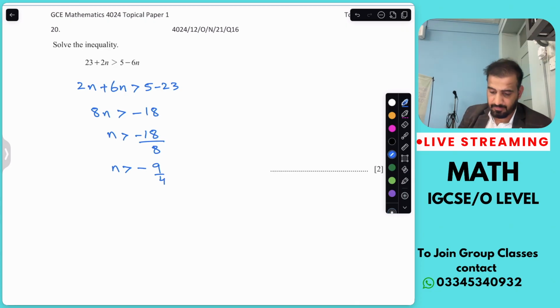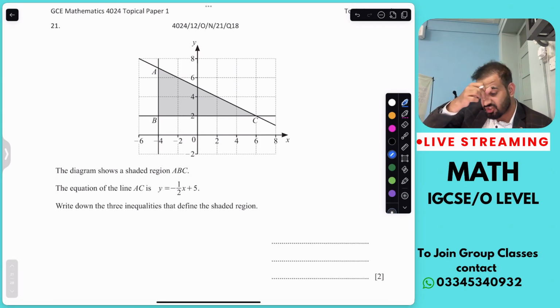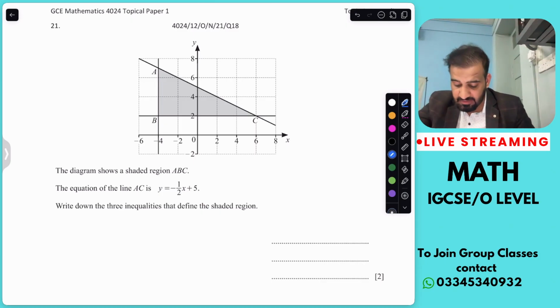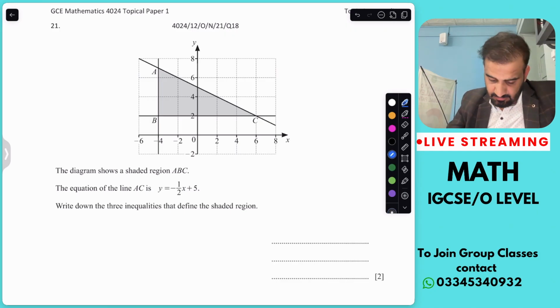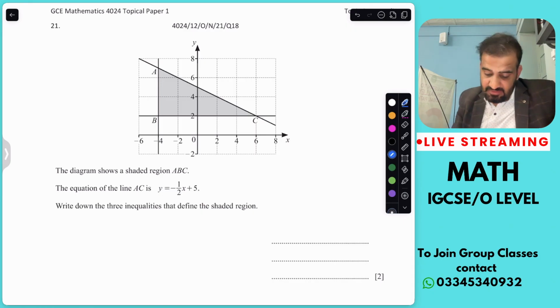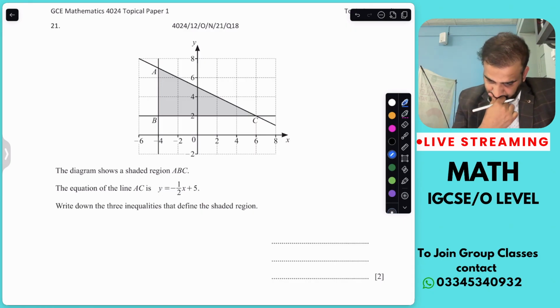Next we have the diagram shows a shaded region ABC. The equation of the line AC is y is equal to negative 1 over 2x plus 5. Write down the three inequalities that satisfy the shaded region.